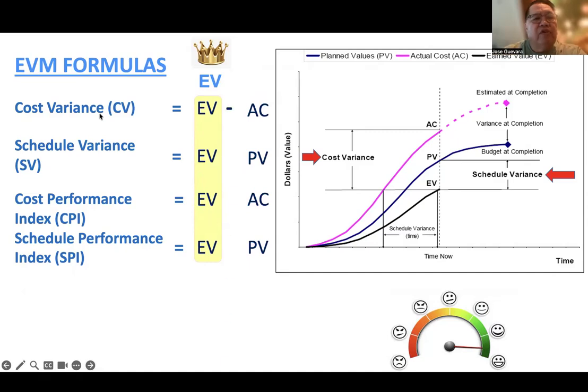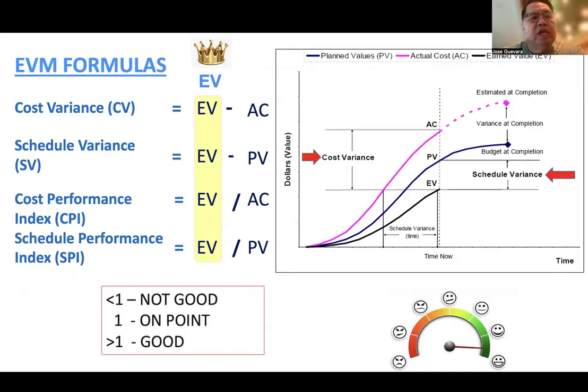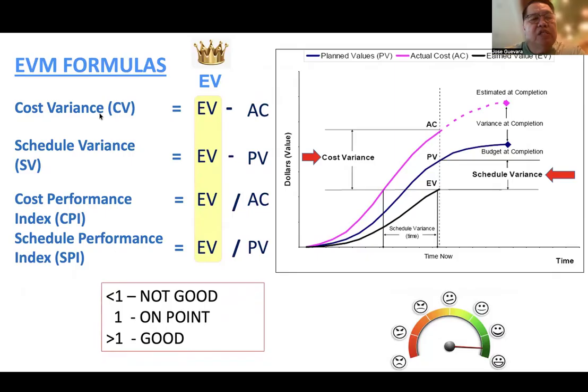While we're talking about variance, cost variance is going to be a minus, while schedule variance is also a minus: earned value minus planned value. Cost performance index this time around is going to be division, EV divided by AC. And schedule performance index is EV divided by PV. If it's less than 1, then it is not good. If it's 1, then we are on point. And if it's greater than 1, then that means the results are good.